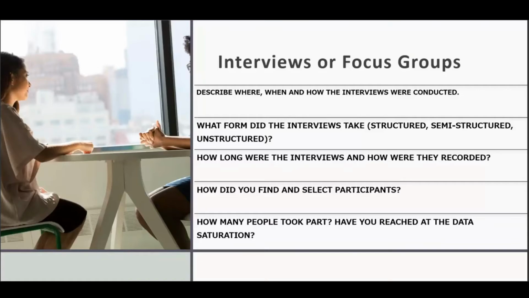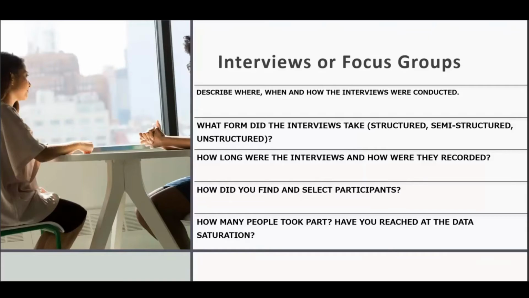What form did the interview take? Is it a structured interview, semi-structured, or unstructured interview? How long do the interviews take on average? Maybe you can point out the minimum, the maximum, and the average time across all the interviews that you have conducted. How did you find and select the participants is also again a very important part for focus group and interview data collection.